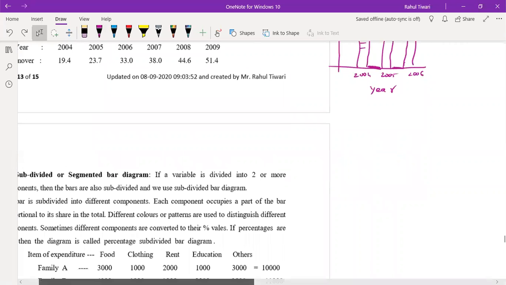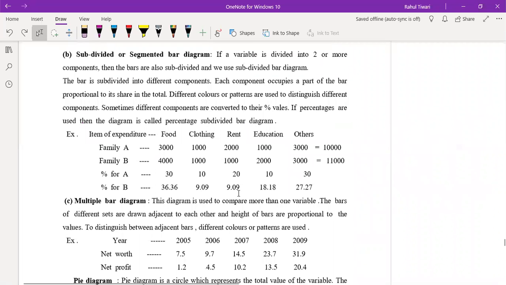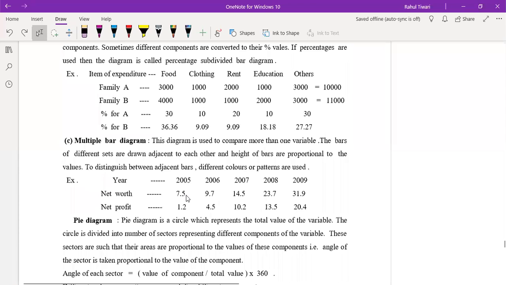But what happens if your data has more than one variable? If we have more than one variable, the bars of different sets are drawn adjacent to each other, and the height of each bar is proportional to the value. To distinguish between adjacent bars, different colors and patterns are used.